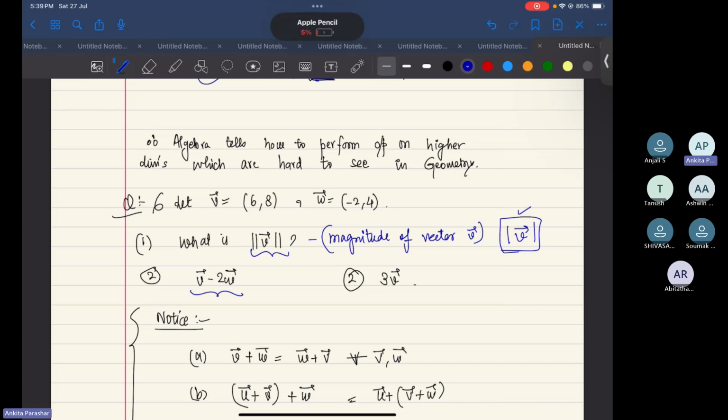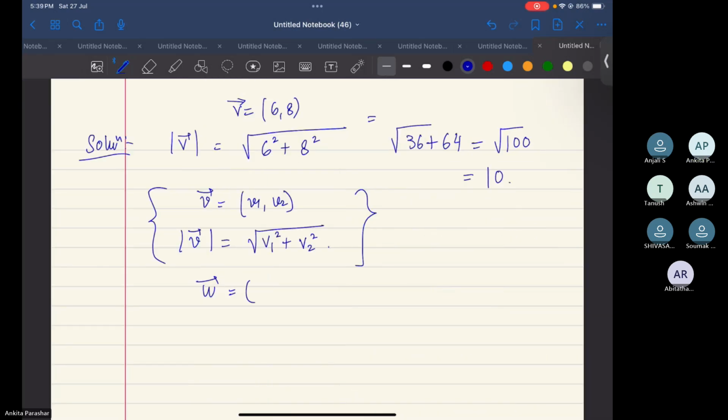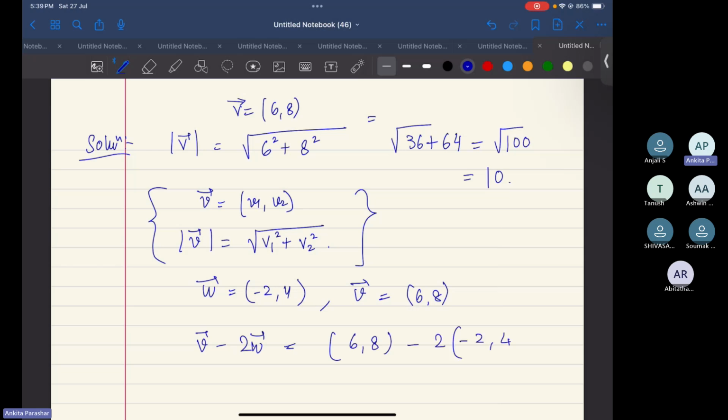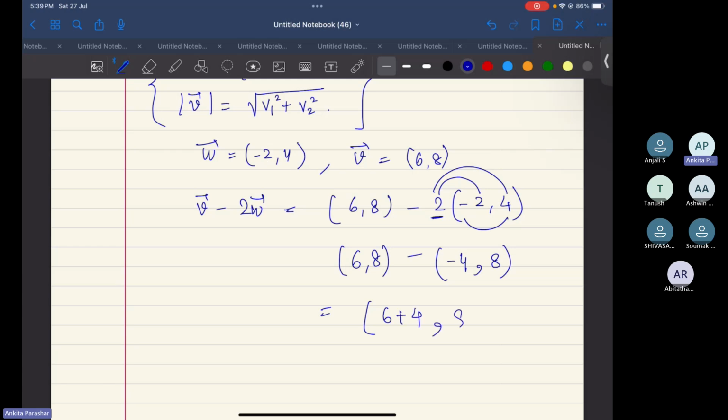So let's do it now. w is nothing but minus 2 comma 4 and v is nothing but 6 comma 8, and we want to compute v minus 2w. Simply it is 6 comma 8 minus 2 times minus 2 comma 4. What we saw is whenever scalar multiplication is applied to a vector, you just multiply both the components. So it will be minus 4 and 8, and then the addition: 6 plus 4 and 8 minus 8, so it is 10 comma 0.